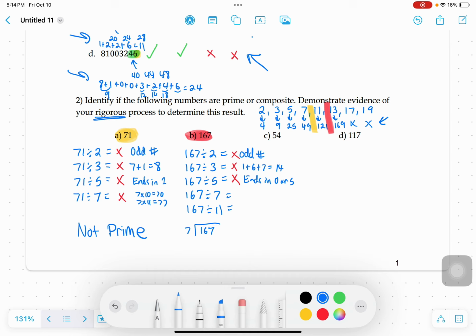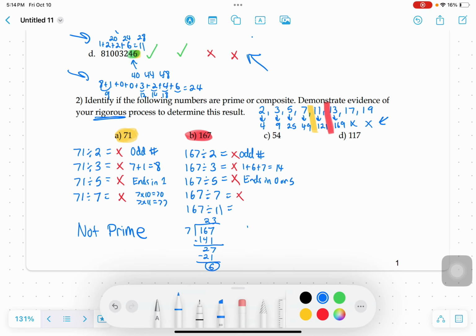All right. 7 goes into 16 2 times. 14, bring down the 7. 7 goes into 27 3 times. That's 21. 6, that's a remainder. If there's a remainder, then it doesn't work.